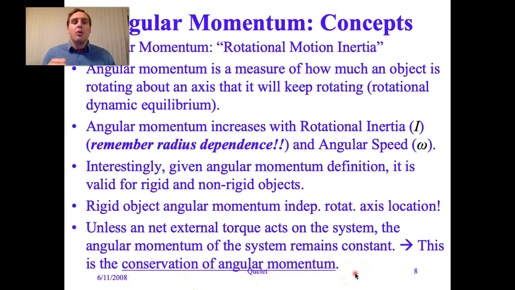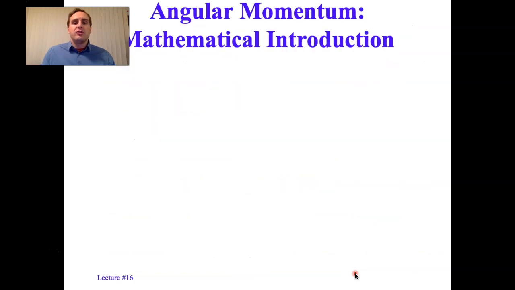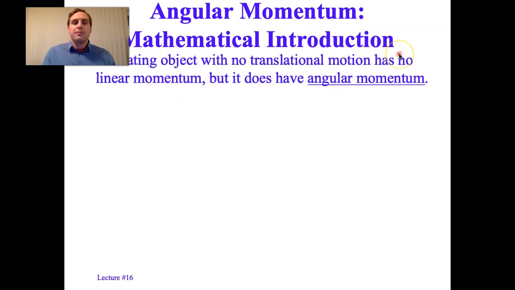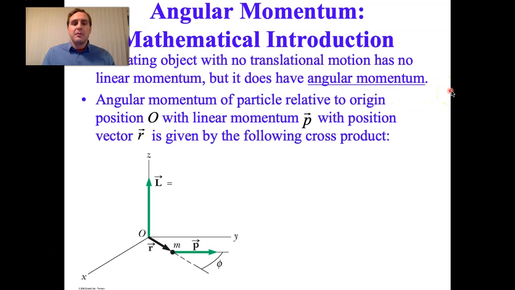In linear, we said that there had to be no external force. Now we say there has to be no external torque to change the angular momentum. So let's have a look at the mathematics here. A rotating object with no translational motion has no linear momentum, but it does have angular momentum.